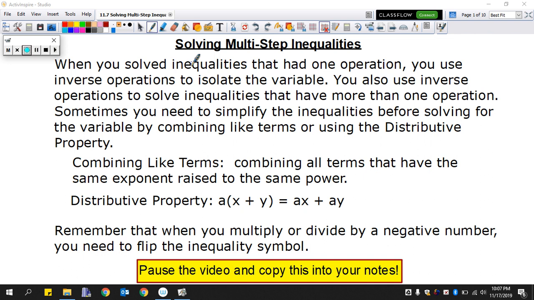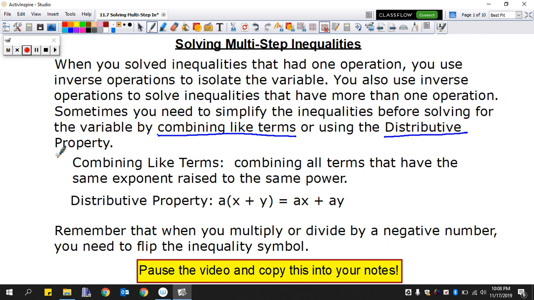So in the past, when we solved inequalities that had one operation, either addition, subtraction, multiplication, or division, you used inverse operations to isolate the variable. You also used inverse operations to solve inequalities that have more than one operation. In other words, sometimes you need to simplify the inequalities before solving for the variable by either combining like terms or by using the distributive property.